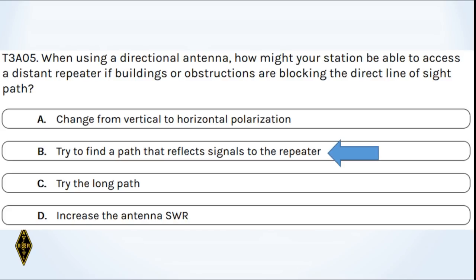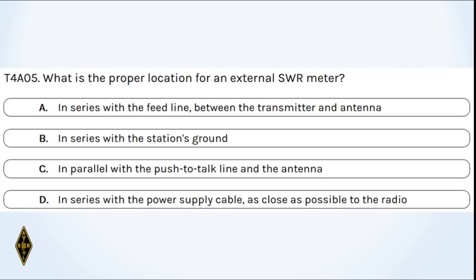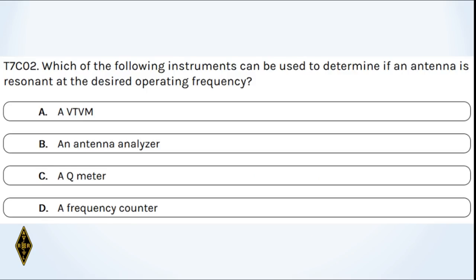Exactly. Think of my Channel 7 signal. I had to find a path that would reflect it. Okay. And the proper location for an external SWR meter? In series with the feed line between the transmitter and the antenna. That's where you put it.